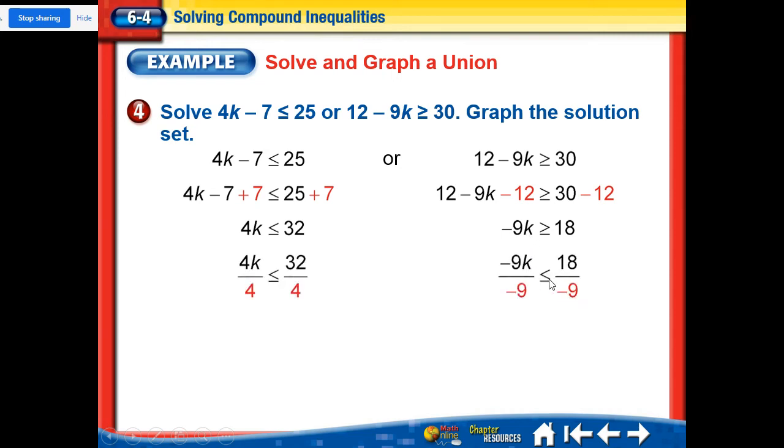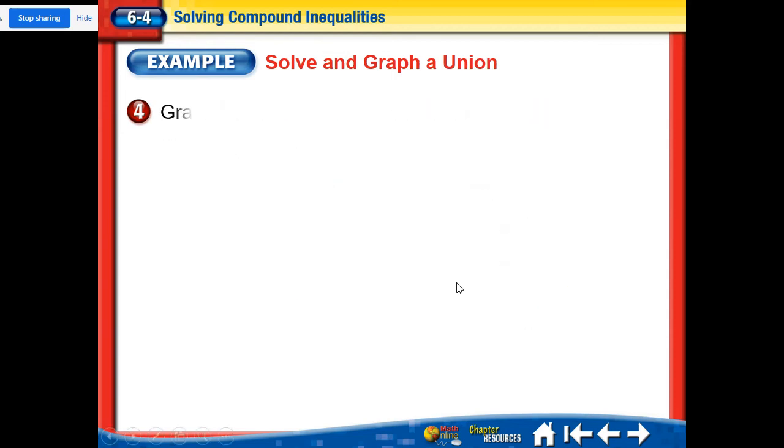Then we divide by negative 9. And when we divide by that negative, notice we switch the sign. This is the only point that we look to see if we switch the sign, and we do here. And so then k ends up being less than or equal to negative 2. All right, so now let's graph these.